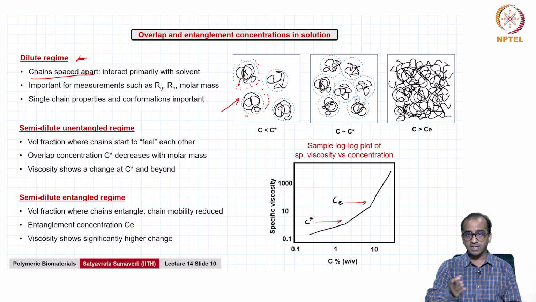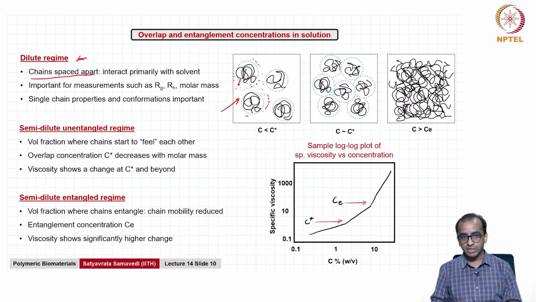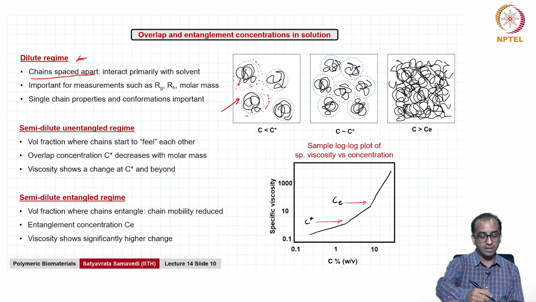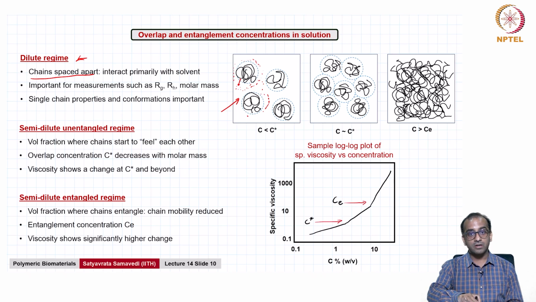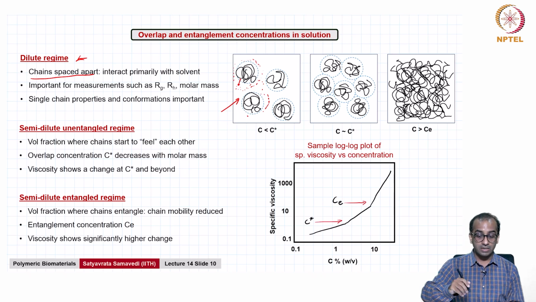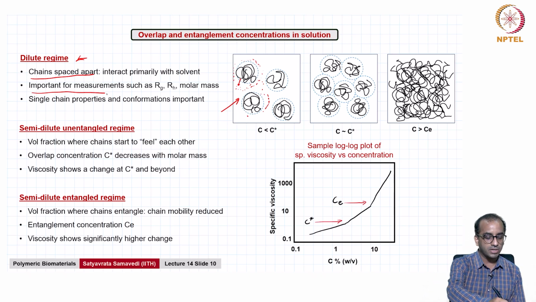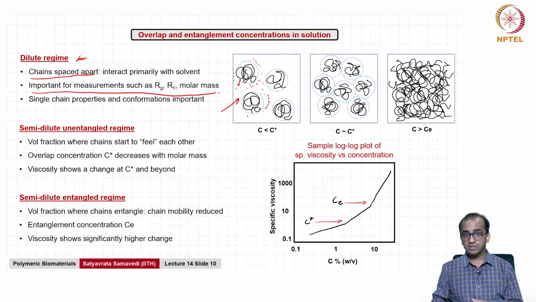And chain-chain interactions are absent. This kind of a condition, where chains are in the dilute state or the polymer solution is in the dilute condition, where chains don't interact with each other but interact primarily with the solvent. This kind of a system is very important for measurements such as radius of gyration, hydrodynamic radius, molar mass, many of which we have seen in earlier lectures.